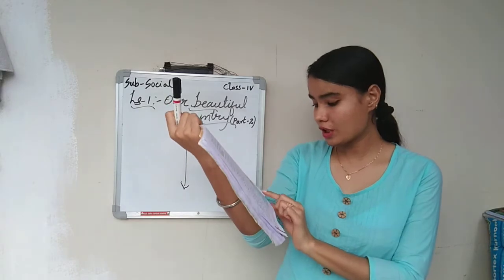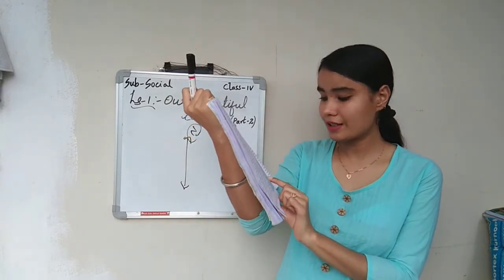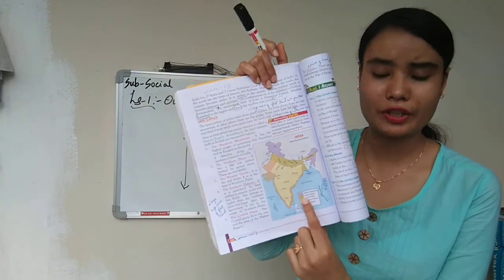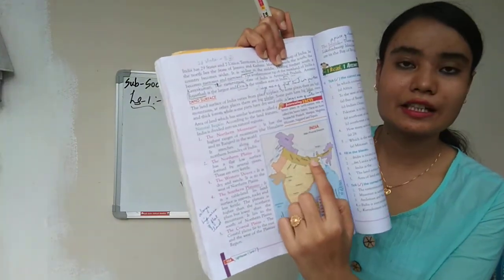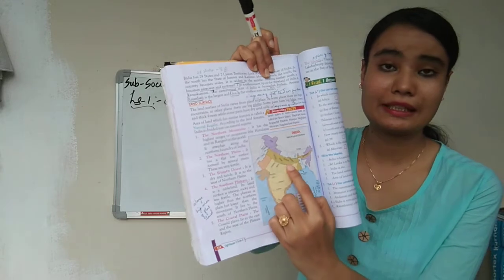You can see over here which one is the northern plains. This one, the light green. Okay, so this one is what? The northern plains. This area is nothing but the northern plains.